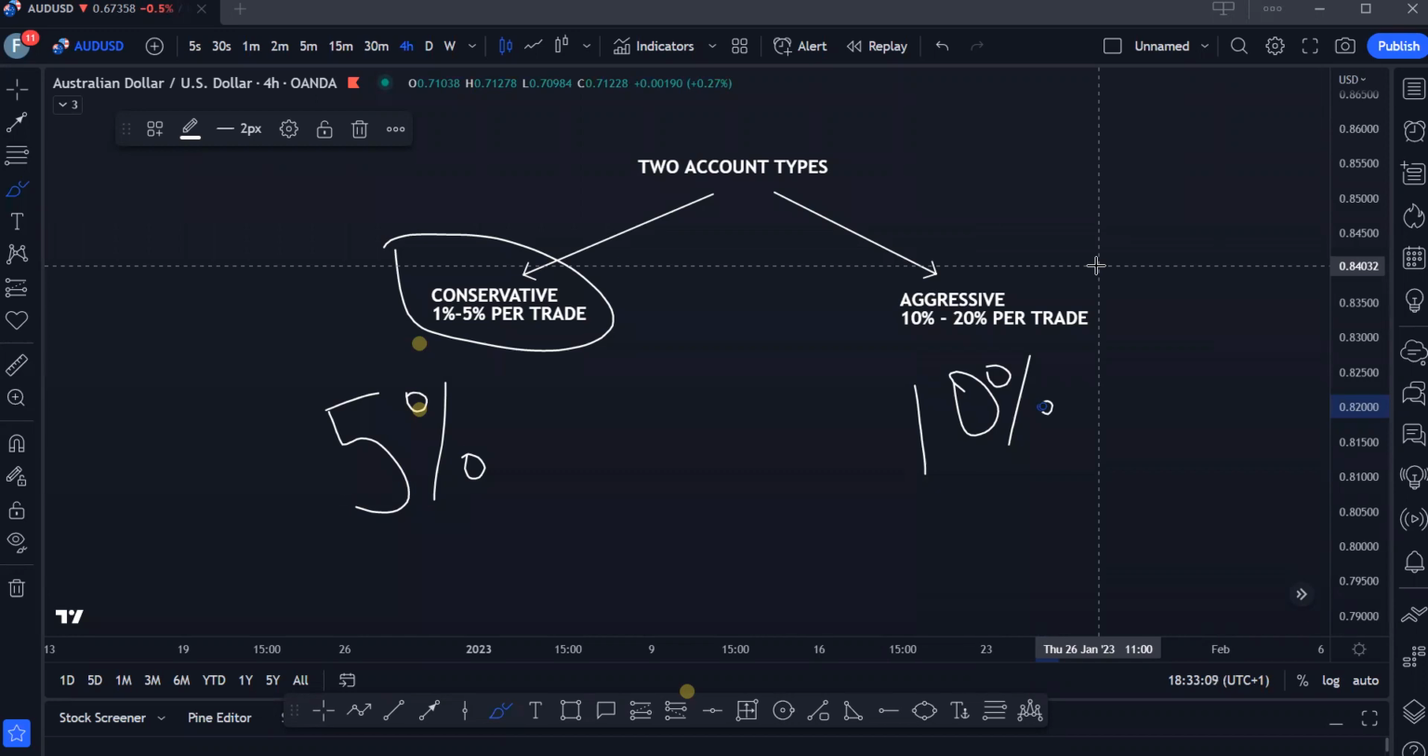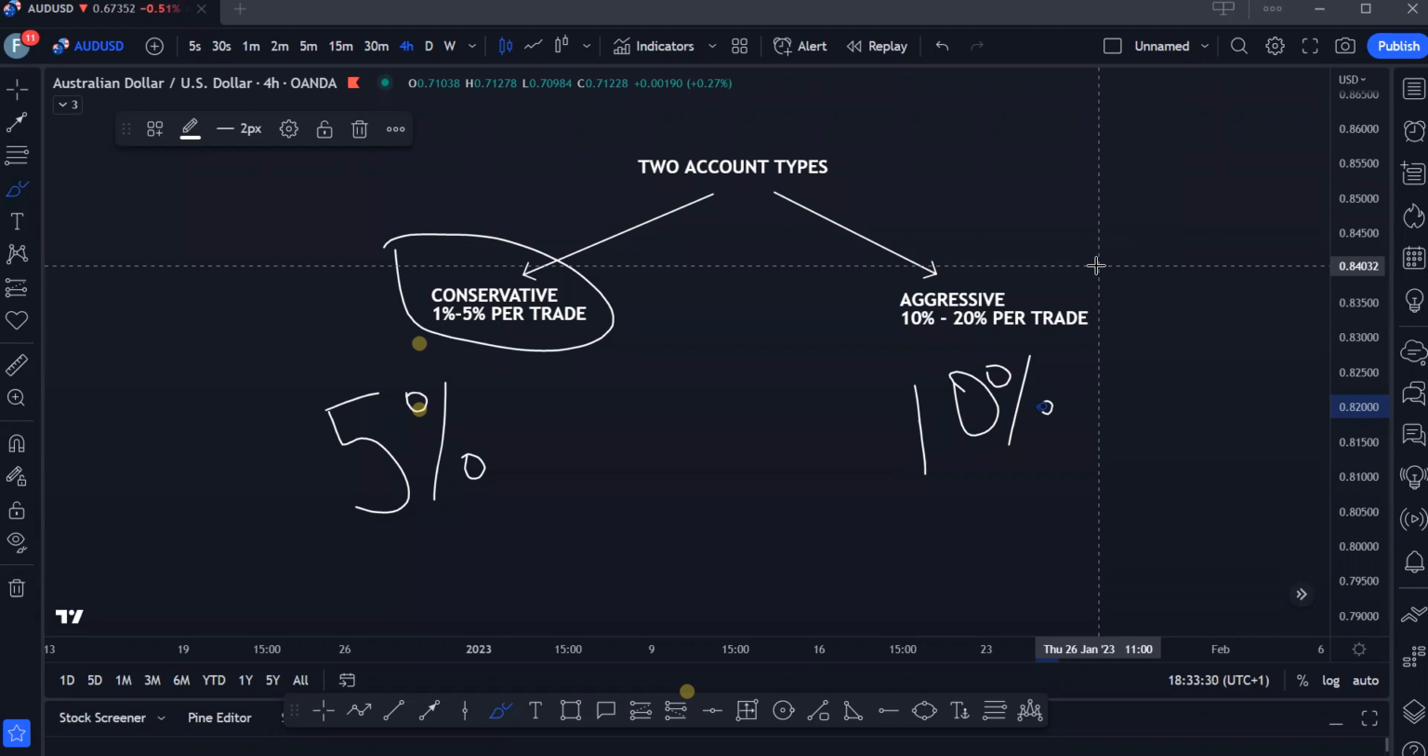And I'll tell you the fact, the chances of you doing that has to be about 40 to 50%. Losing 10 trades back to back. There's a possibility there. It's actually very, very possible. You can have a losing streak.